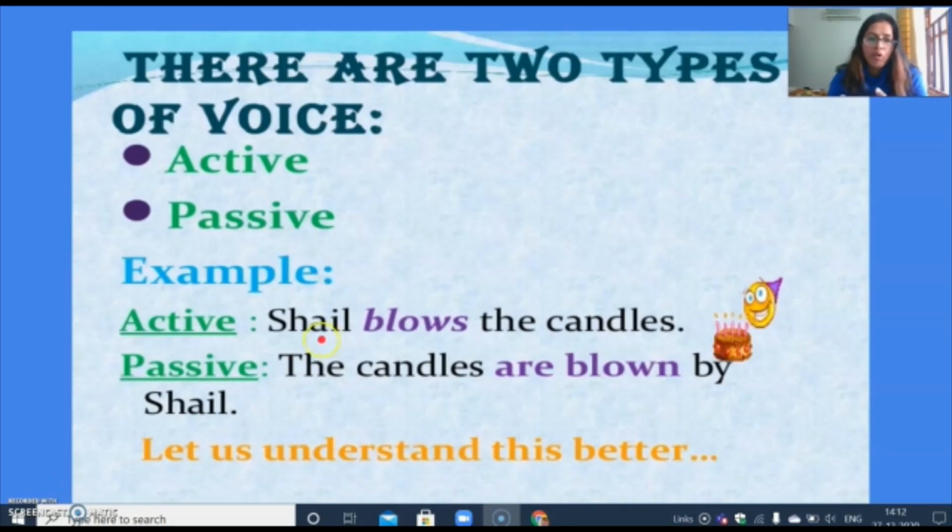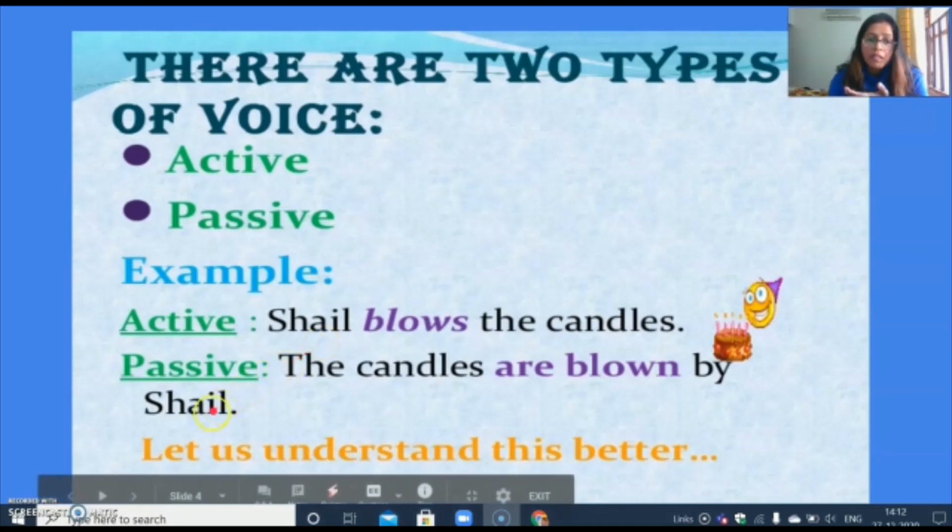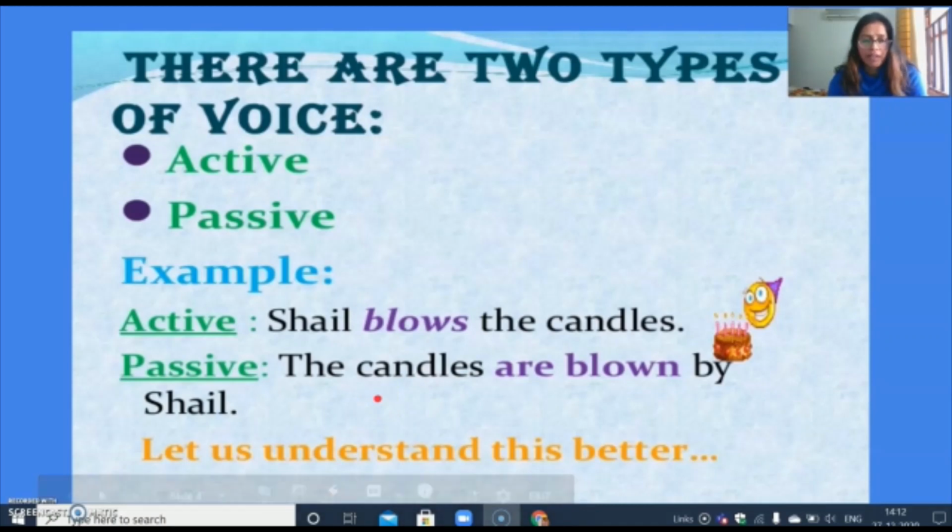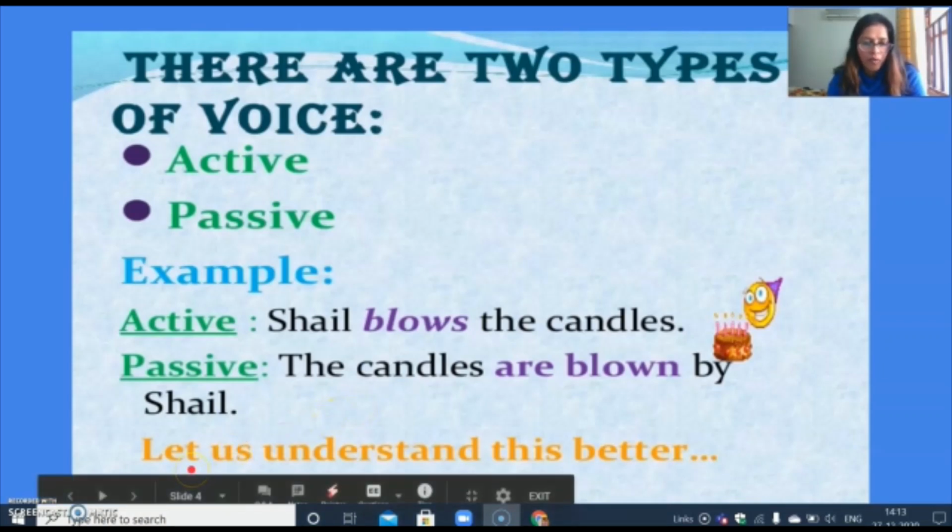Yes, the subject of active voice becomes the object of passive voice, and the object of active voice becomes the subject of passive voice. This point is very significant to understand the difference between active and passive voice. I hope you are getting it. Now moving on to the next slide.